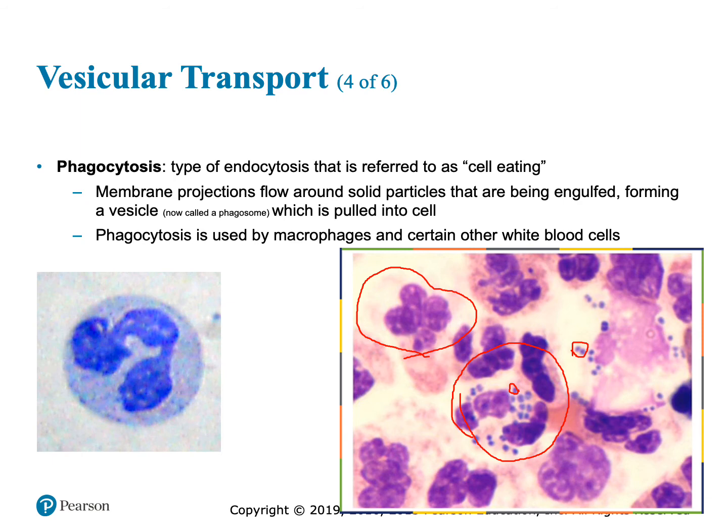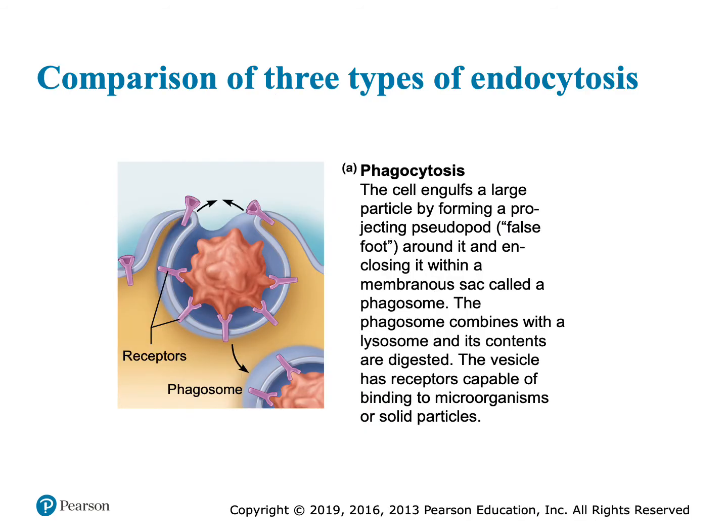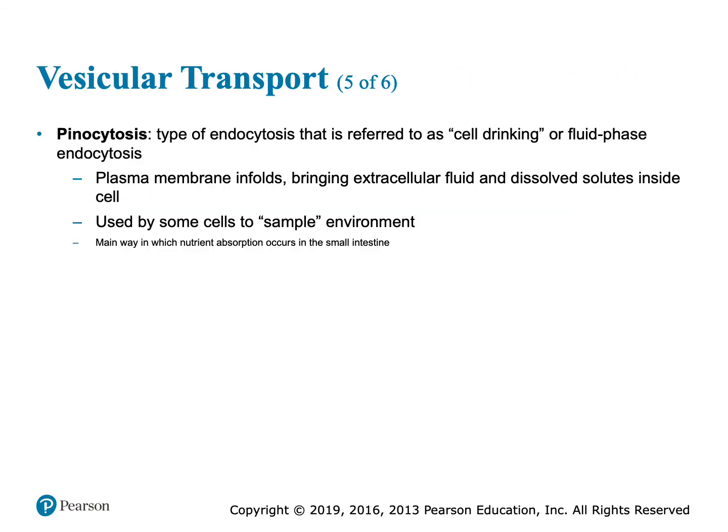He is going to actually use his phospholipid bilayer membrane and wrap that membrane around that bacteria and through ATP bring it into the cell. We have other white blood cells that do this besides a neutrophil, but that's what's on this slide. Phagocytosis, to eat and bring into the cell. So phagocytosis is a type of endocytosis.